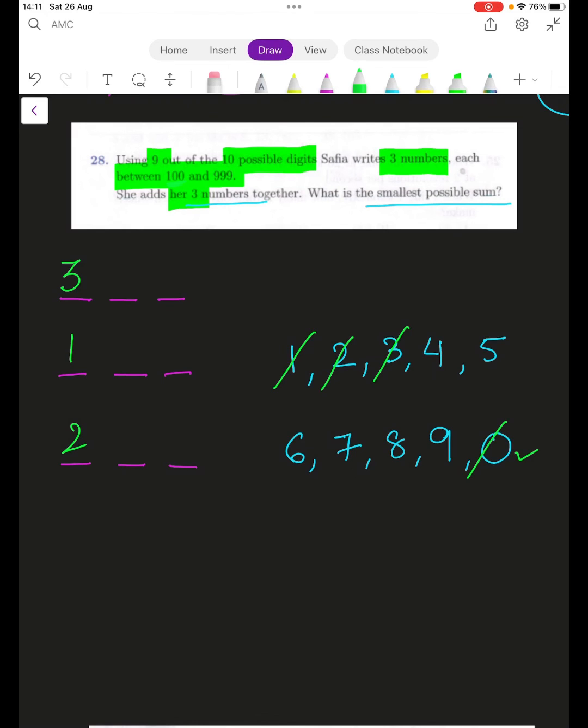So the 0 is still available, because if we put a 0 here, that becomes a 2-digit number, and our smallest number is 100. All right, let's move on.